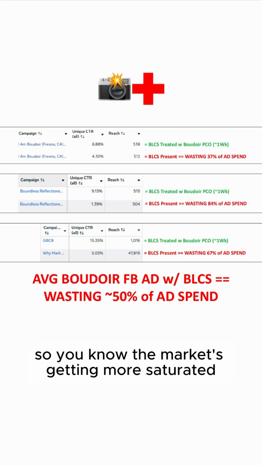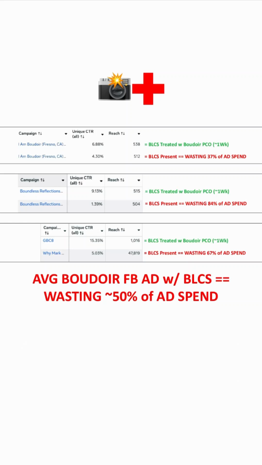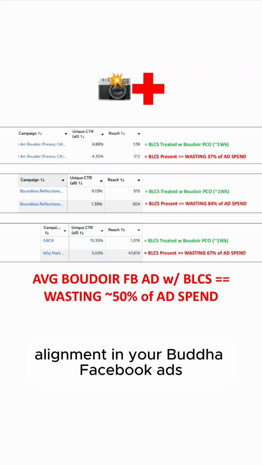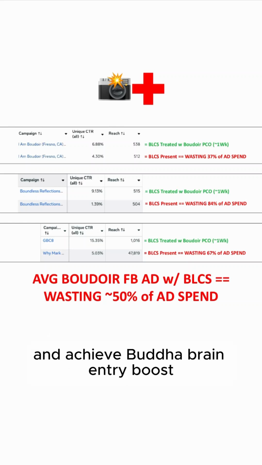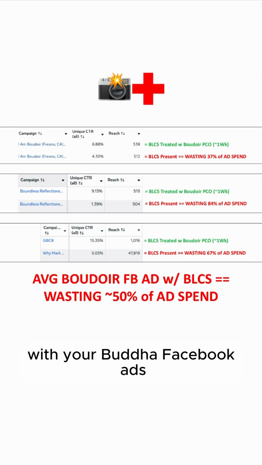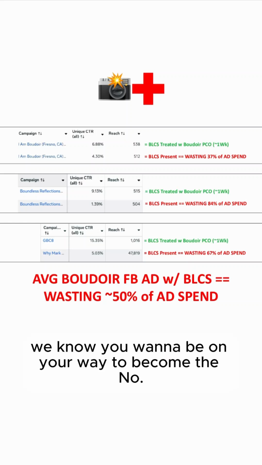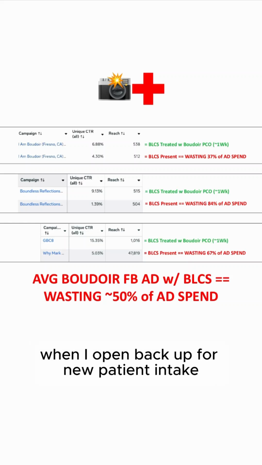So you know the market's getting more saturated, and you know that inflation's hitting harder, and you want to achieve pre-click alignment in your boudoir Facebook ads so you can become a dominant boudoir advertiser and achieve boudoir brain entry boost with your boudoir Facebook ads, then shoot me a DM, because we know you want to be on your way to becoming the number one boudoir photographer in your city. So shoot me a DM when I open back up for new patient intake.